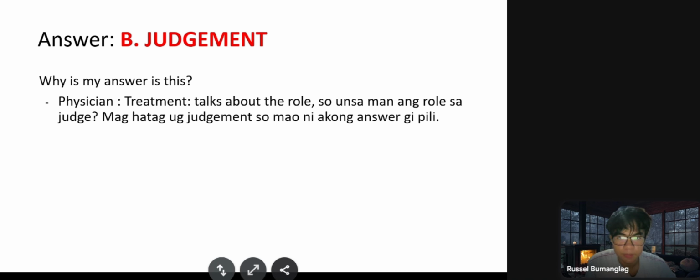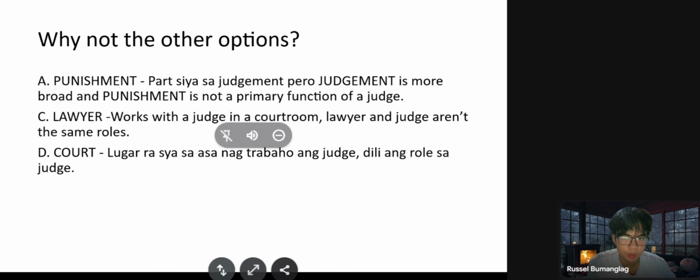B. Judgment. So why not the other options? A. Punishment. It's part of judgment, but judgment is more broad, and punishment is not primarily a function of a judge. So I didn't choose A as my answer. C. Lawyer. It works with a judge in a courtroom. Lawyer and judge are the same roles, so that's wrong. And D. Court. It's the place where the judge works. So it's not the role of the judge. So that's why D is wrong.